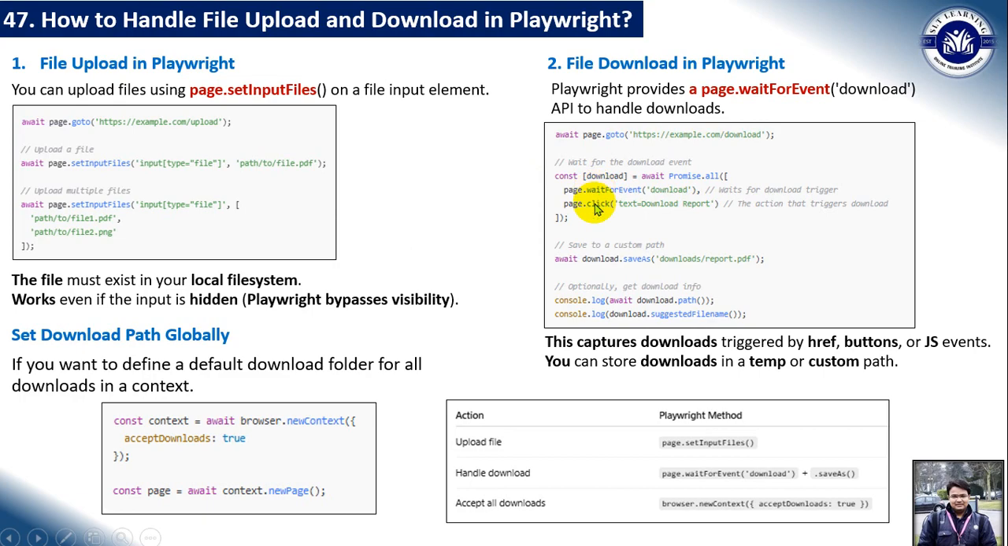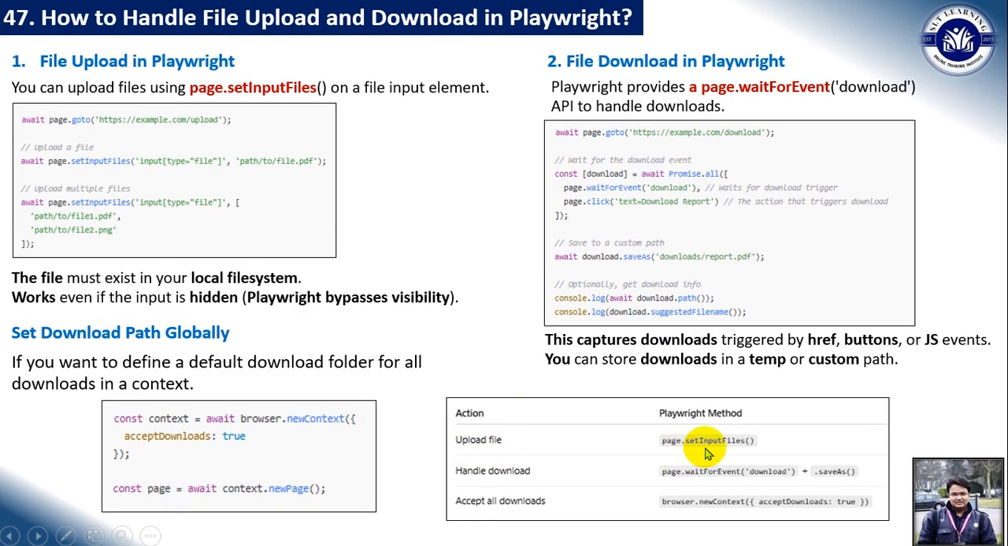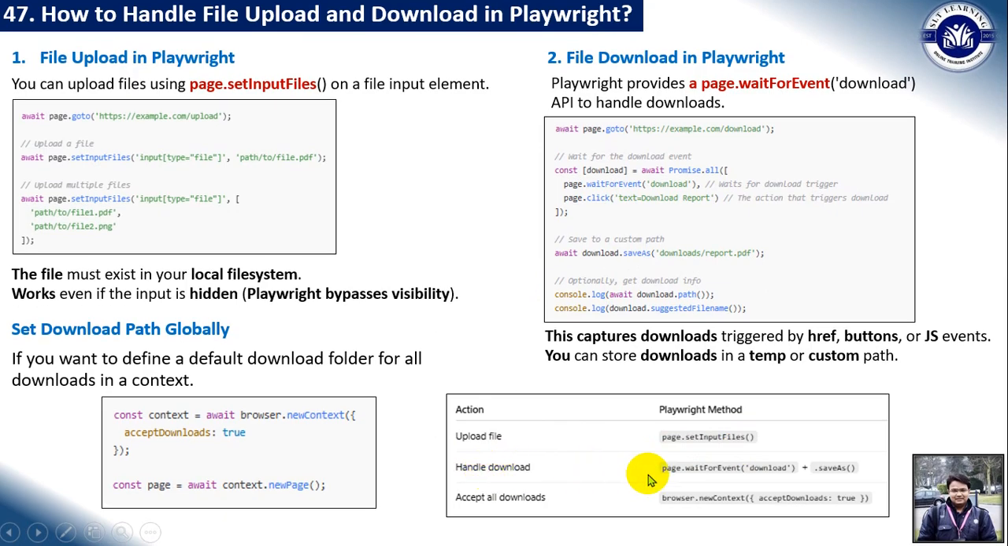And both commands will finish because of this Promise.all, which waits for all the actions to be finished. Okay, and save it to a custom path. So it just says await download.saveAs on this particular path. Okay, optionally you can get the information, download.path, download.suggestedFilename. So you can also print that information in the console from the downloaded file: what is the file name and what is the information. So to upload a file you can use page.setInputFiles, and to handle downloads you can just say page.waitForEvent('download') plus saveAs, wherever you want to save the file.